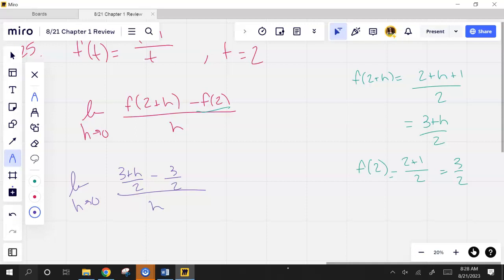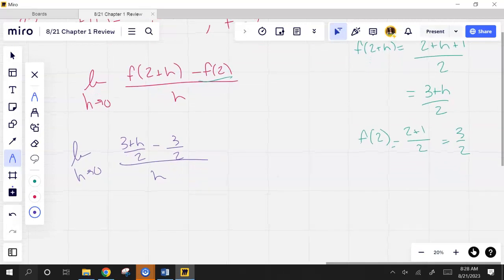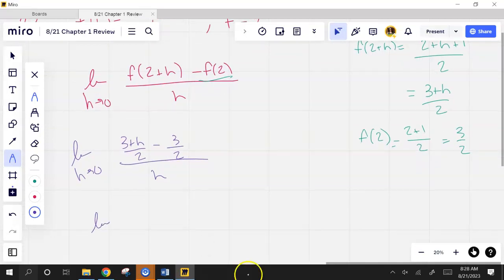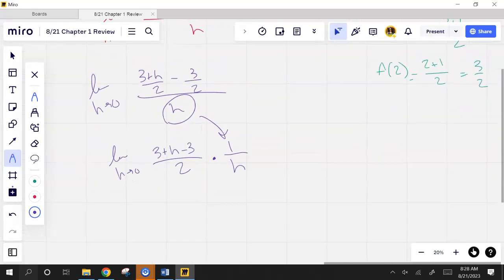Conveniently enough, and so beautiful, I have common denominators already, right? So I don't have to go through any of that. I can just say that this is the limit as h goes to 0 of (3 plus h minus 3) over 2. And because this is a fraction and a fraction, I'm going to multiply by 1 over h. That's my bottom. Get rid of the 3's. I have the limit as h goes to 0 of h over 2 times 1 over h.